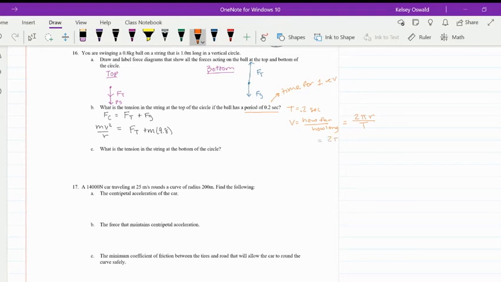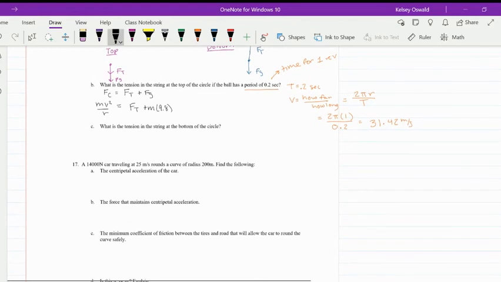So when we plug in values, we know our radius is 1. And it's going to be the same as the length of our string because the length of the string will go from the center of the circle to the bottom. And then divided by a period of 0.2. Okay? So this tells us we're moving with a constant velocity, 31.42. Okay. So now that we know our velocity, we're able to plug this into our net force equation.